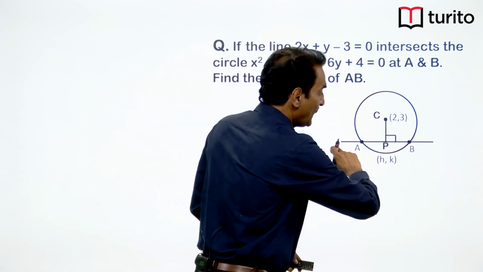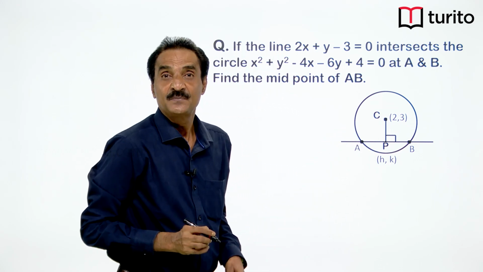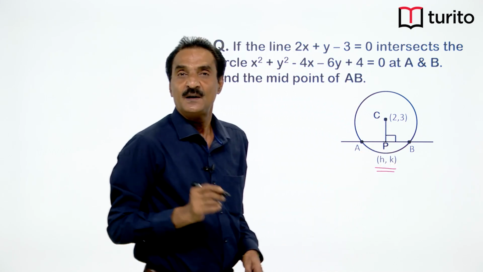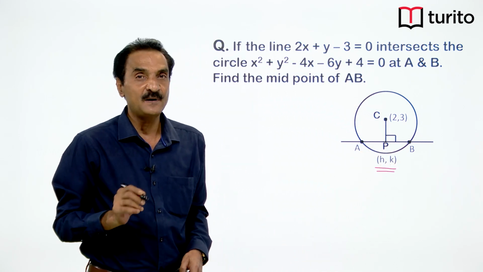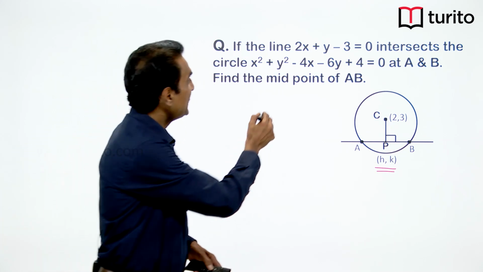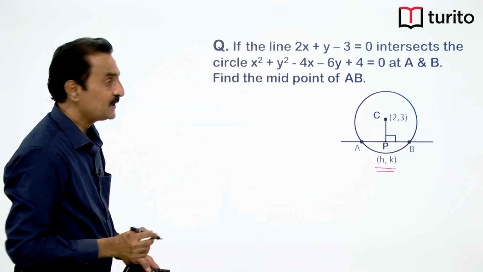This is the circle and this is the chord. I want to find the foot of the perpendicular. If the foot of the perpendicular is h comma k, all of you must be aware of the formula for finding the foot of the perpendicular from a given point to a line. Center is 2, 3, and what is the formula for the foot of the perpendicular?